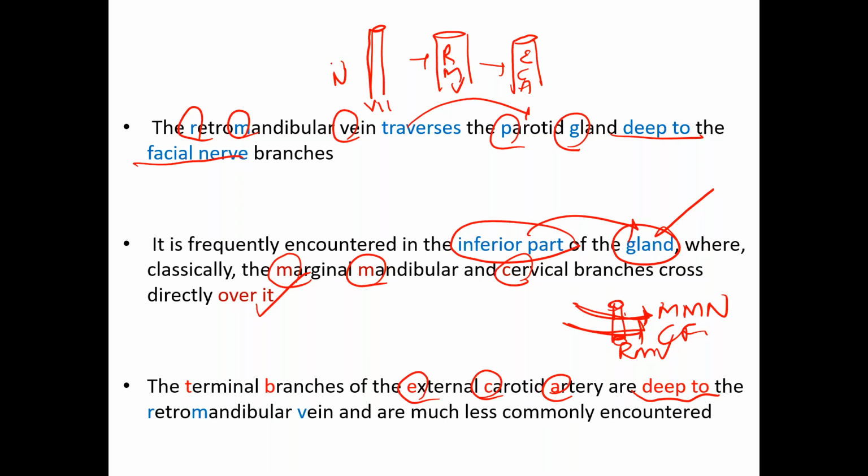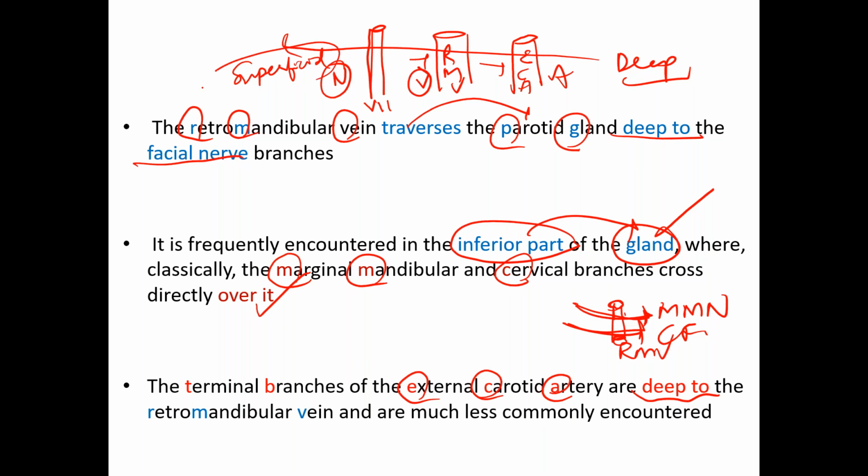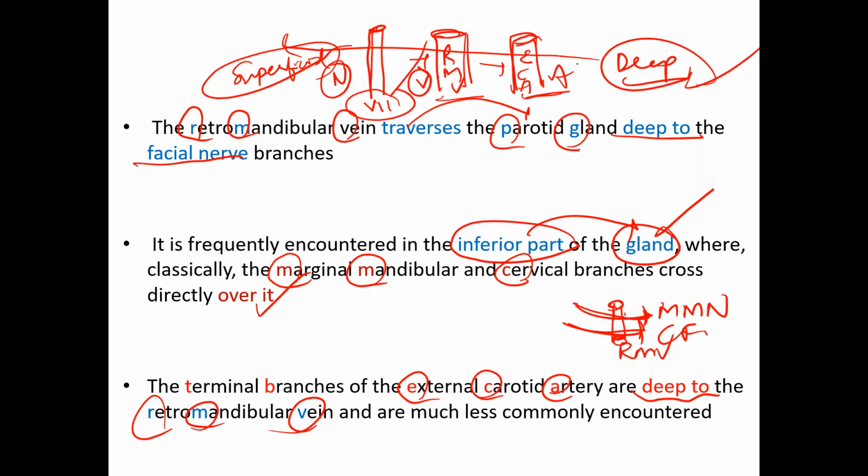If you take this as a nerve, this as a vein, and this as an artery, from superficial to deep, this is superficial and the deep thing is here. You should keep these things in mind: the artery is always deeper in the body, the vein is superficial to it, and the nerve is more superficial still. This situation is very dangerous because it involves the facial nerve. They are much less commonly encountered deep to the retromandibular vein. So the retromandibular vein is in the middle, and the artery is deeper. You should keep it in mind.